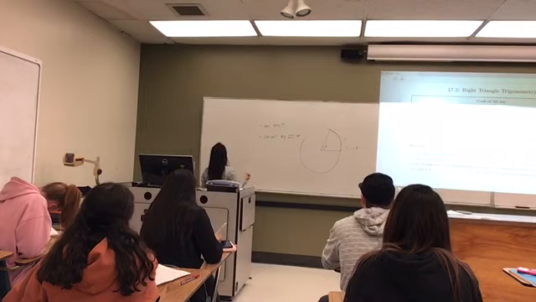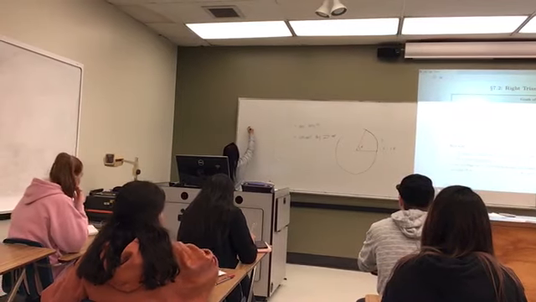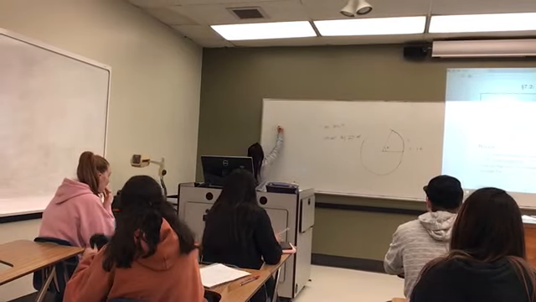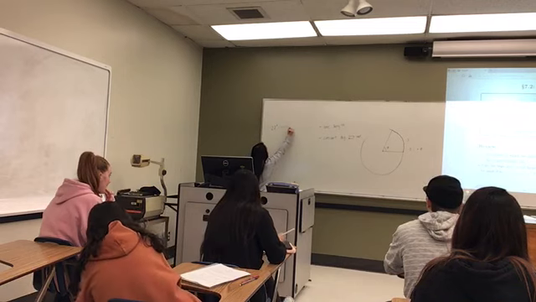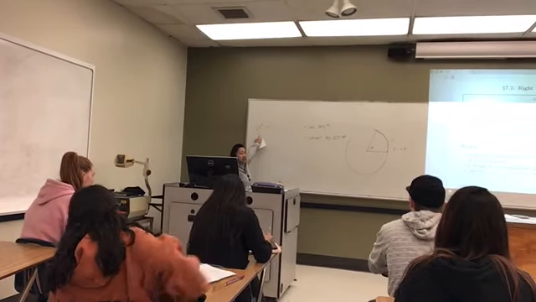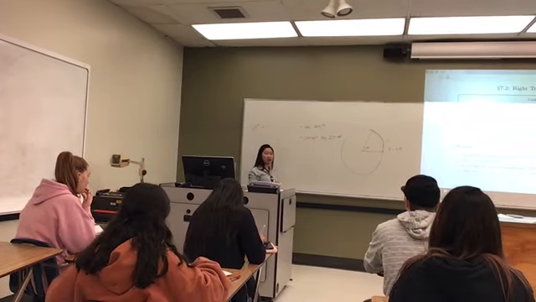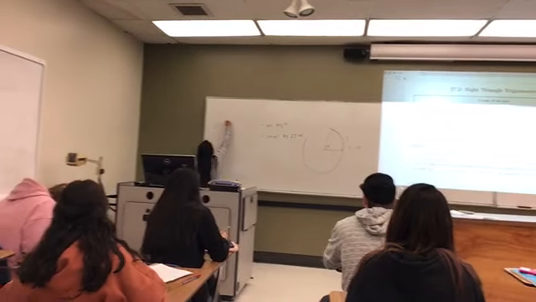So for example, if I were to give you 28 degrees, what should I multiply by so that I can convert 28 degrees to radians? Pi over 180, good, thank you.